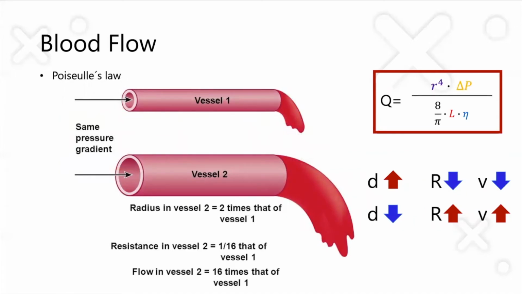And therefore, by using the equation of Poiseuille's law, the resistance results in being only 1/16 of that of vessel 1, whereas the flow is 16 times that of vessel 1. So this justifies this relationship, which we already have explained.